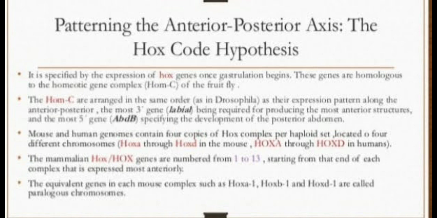Mouse and human genomes contain 4 copies of Hox complex per haploid set located on 4 different chromosomes. और माउस और ह्यूमन के अंदर हॉक्स जीन कॉम्प्लेक्स की 4 कॉपी प्रेजेंट होती है, यानी एक क्रोमोसोम के अंदर 4 कॉपी और दूसरे क्रोमोसोम के अंदर 4 कॉपी। तो we have 4 sets of Hox genes present on 4 different chromosomes.